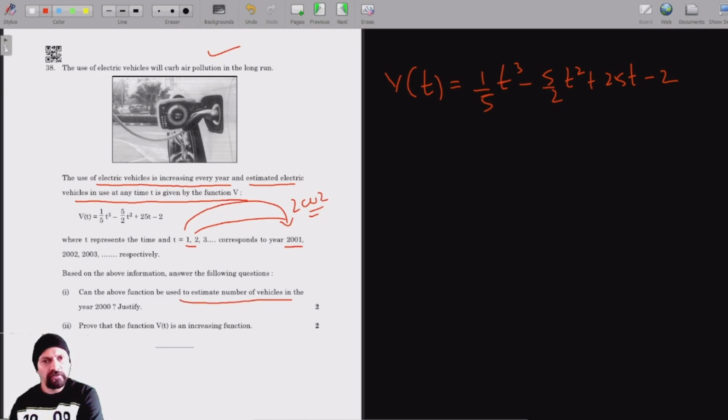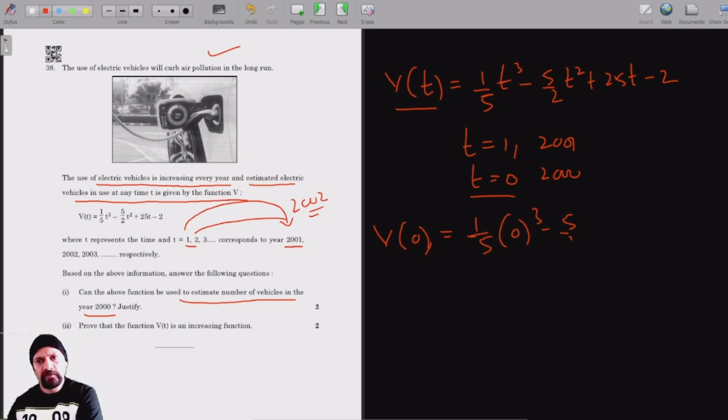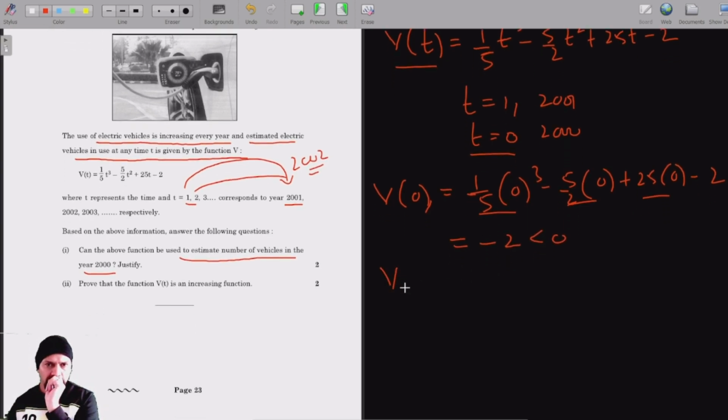Can the above function be used to estimate the number of vehicles in the year 2000? For t equal to 1 we get 2001, so for 2000, t should be 0. Let's put 0 here and see if it gives us a valid number of vehicles. If it's positive, it's valid; if it's negative, it's not. So 1/5 into 0 cube minus 5/2 into 0 squared plus 25 into 0 minus 2. All these terms are 0, which leaves negative 2. And the number of vehicles cannot be negative.